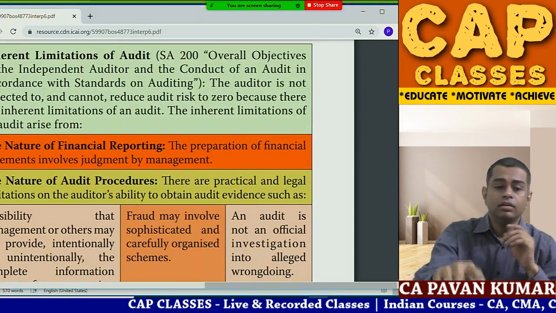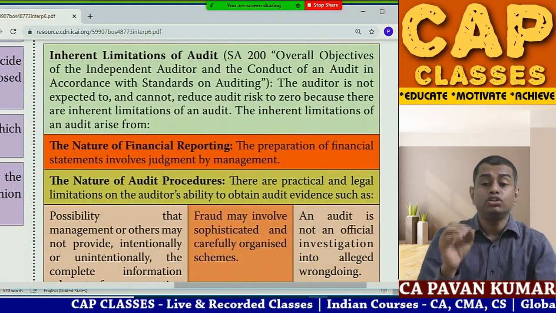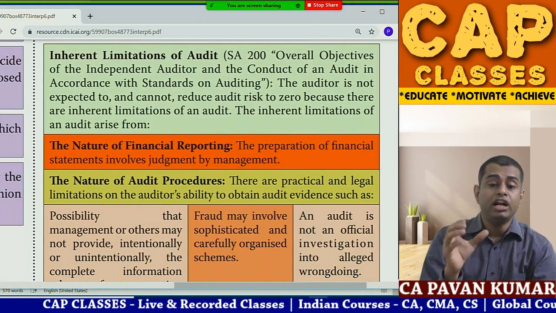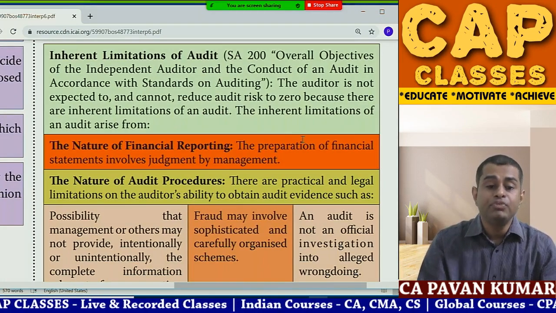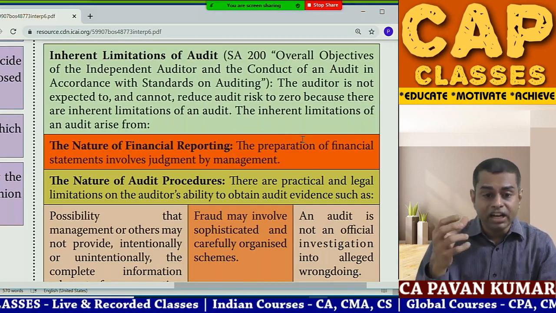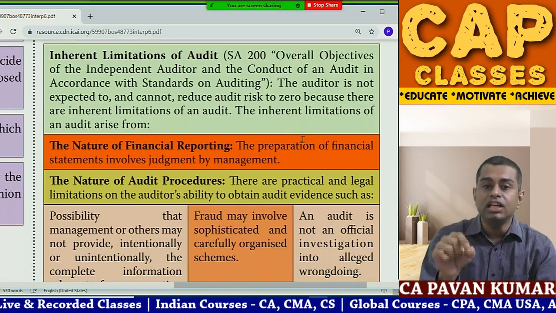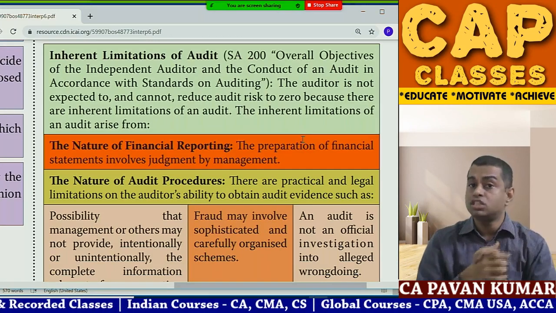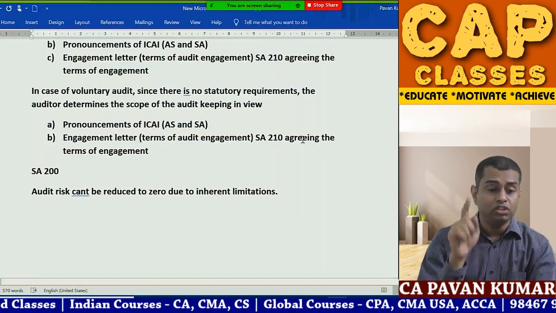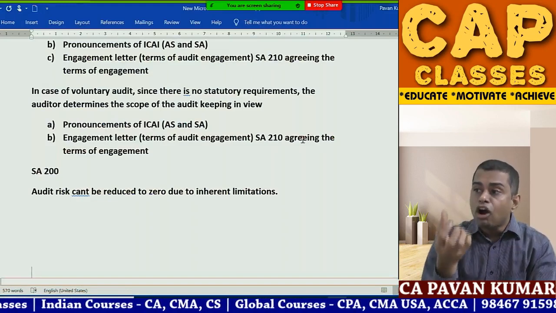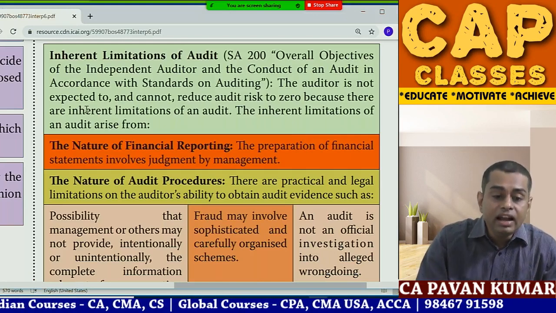Okay, look here. The inherent limitations of audit, CA 200, overall objectives of independent auditor and conduct of audit in accordance with standards in auditing. The auditor is not expected to and cannot reduce audit risk to zero. This is what I have written in the notes. You have written just now in the notes. CA 200 says audit risk cannot be reduced to zero. Why? Because of inherent limitations.